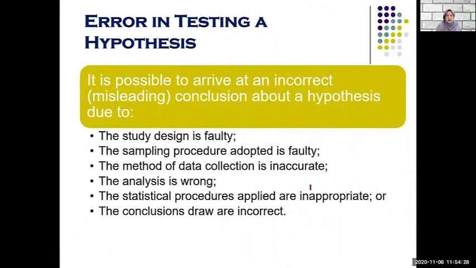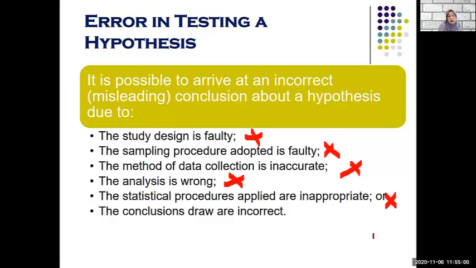Errors in testing a hypothesis. It is possible to arrive at an incorrect or misleading conclusion about a hypothesis because the sampling design is faulty, the sampling procedure adopted is faulty, the method of data collection is inaccurate, the analysis is wrong, or the statistical procedures applied are inappropriate. That means you choose the wrong statistical analysis.